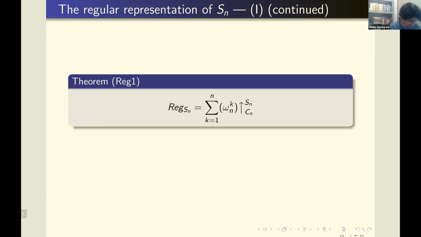So the proof is very simple. You just start with the regular representation of Cn and induce it up, right?